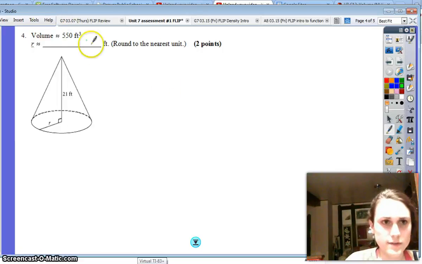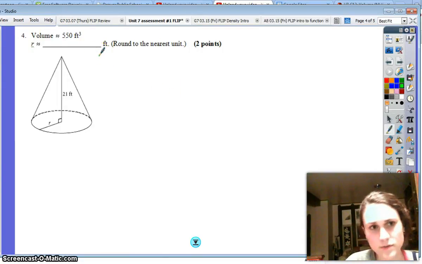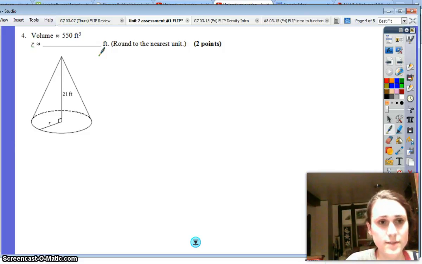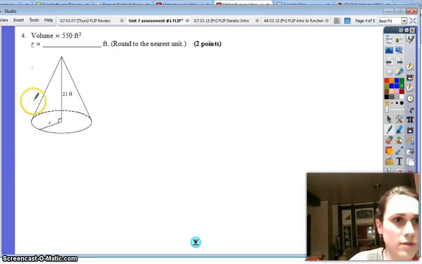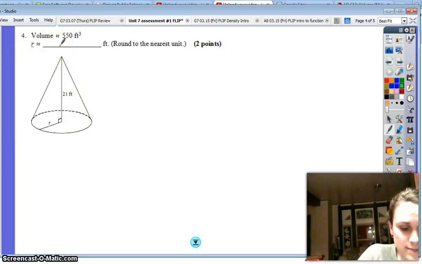Hey guys! Okay, so I'm going to explain another method that you may have used to solve this problem. This is method number 2. You're given a cone, you're given the height of the cone, you're given the volume of the cone, you're asked to find the radius. So what we did in the last problem was we wrote down the volume formula.